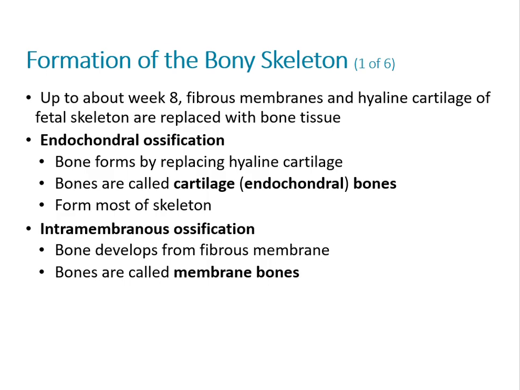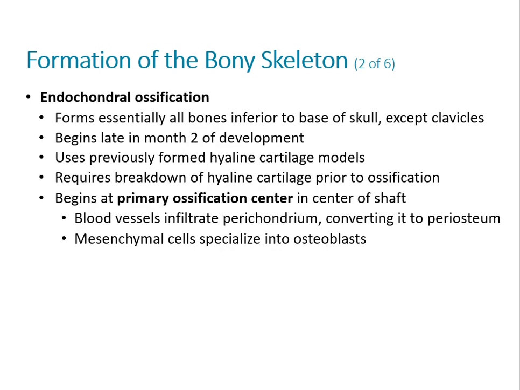So bones are oftentimes called cartilage or endochondral bones, which is when they use endochondral ossification. And that's not all bones, but they do form most of the skeleton. There's other bones, however, that develop from a fibrous membrane. These bones, once they're bone, are oftentimes called membrane bones. Let's look more, though, at endochondral ossification.